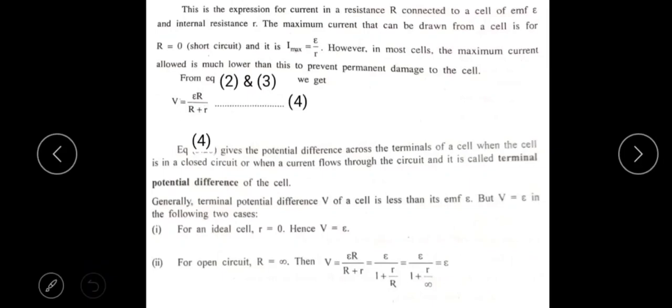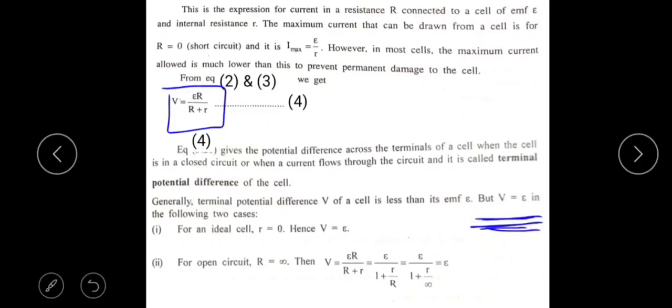Equation 4 gives the potential difference across the terminals of a cell when the cell is in the closed circuit, or when current is flowing through the circuit. And this is called the terminal potential difference. Generally, the terminal potential difference V of a cell is less than EMF, but V is equal to E in some conditions, where terminal potential difference is equal to EMF.